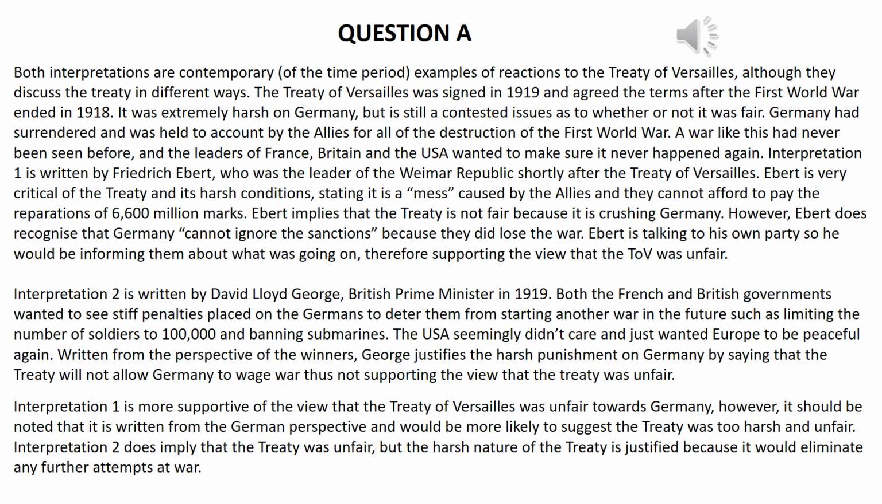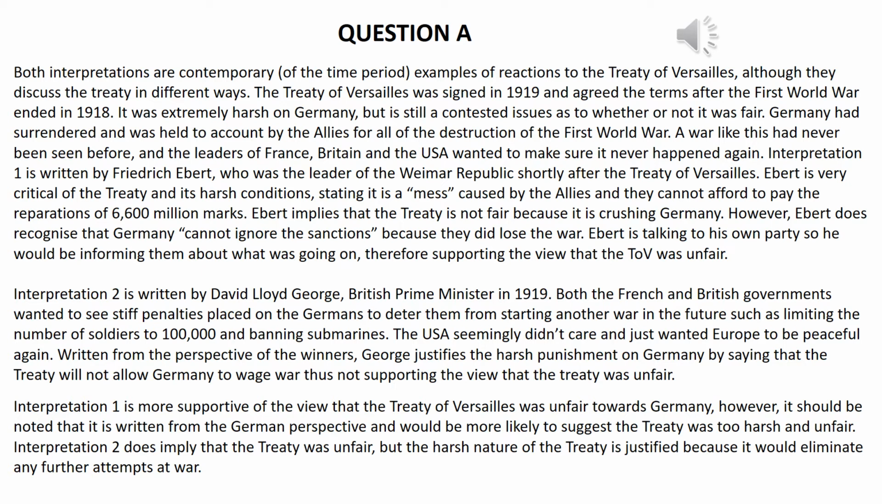Both interpretations are contemporary, of the time period, examples of reactions to the Treaty of Versailles, although they discuss the treaty in different ways. The Treaty of Versailles was signed in 1919 and agreed the terms after the First World War ended in 1918. It was extremely harsh on Germany, but is still a contested issue as to whether or not it was fair. Germany had surrendered and was held to account by the Allies for all of the destruction of the First World War.